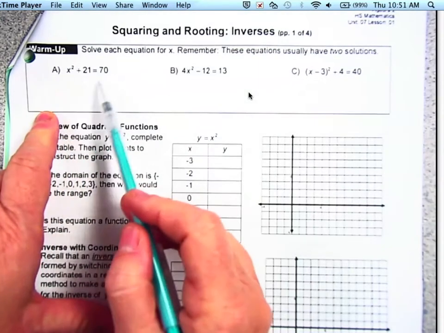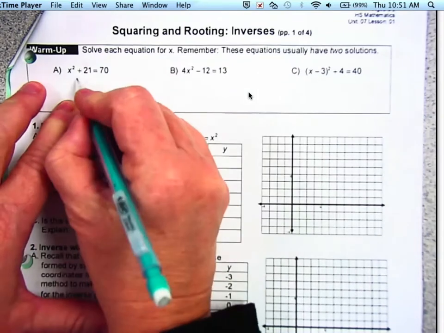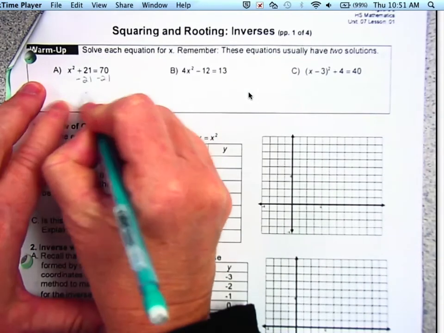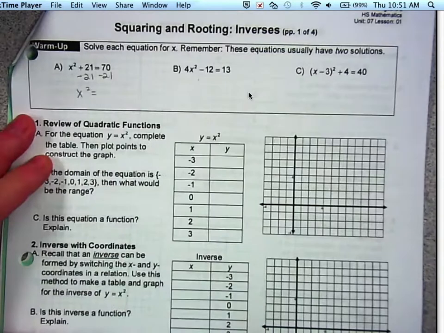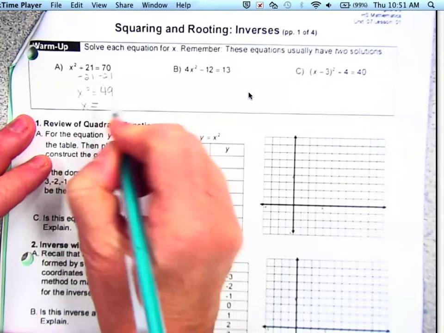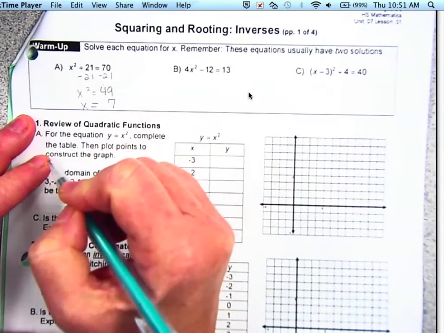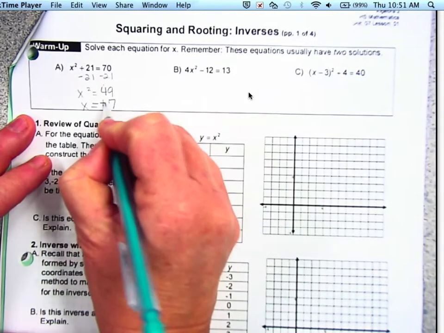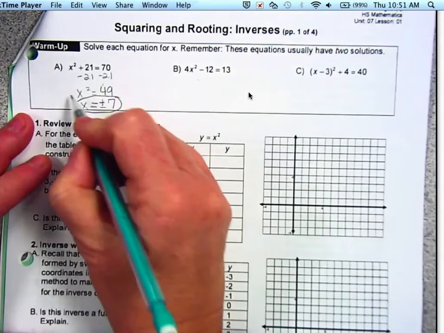How can you solve for x here? What would you do first? Try 21. Okay, good. So x squared equals, what's 70 minus 21? 49. Okay, then x equals, okay, and it's not just 7 though. What is it? Right, plus or minus 7, because you always have two answers when you do square root.